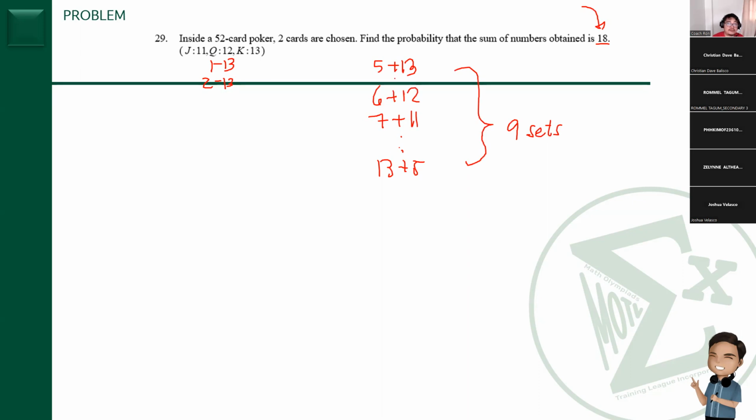Why are they 9 sets? How about a 4 and a 14? At most a king is worth 13. You can't have more than 13. That's all the sets for 18. Right? That's all the sets for 18.